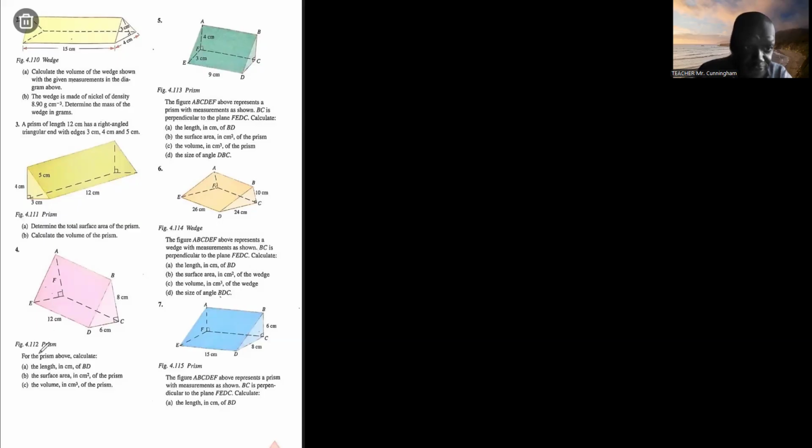They said for the prism above, calculate the length in centimeters of BD. The length of BD. All right, but I don't want to do that just yet. I don't want to look at the length of BD yet. You will have to do that for homework. I just want to show you.